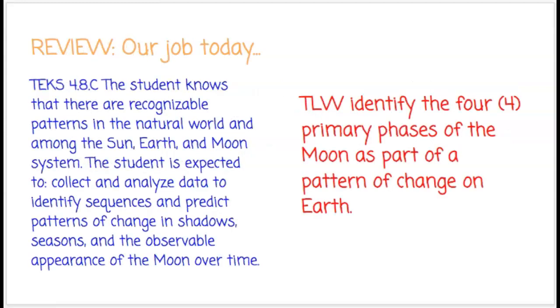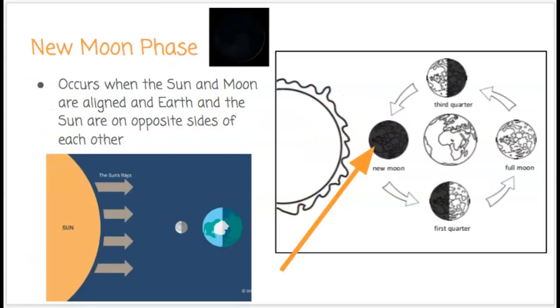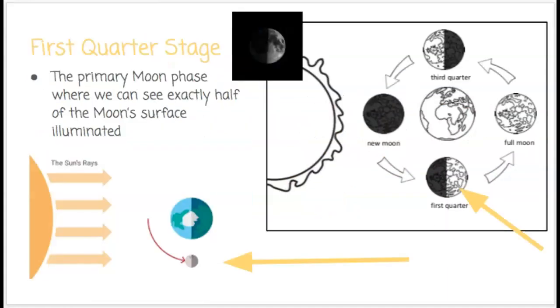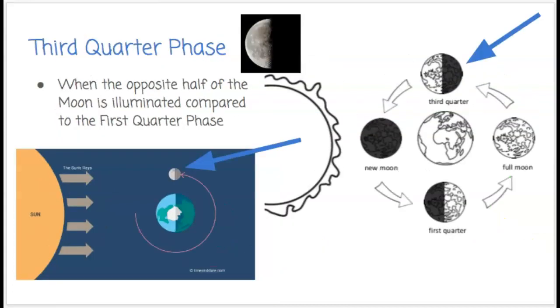And then last, our job today was to identify the 4 primary phases, which we did. We had the new moon phase, first quarter phase, full moon stage, and then the third quarter phase.